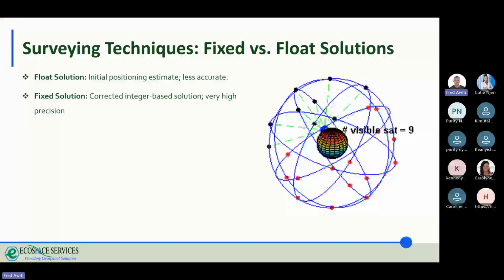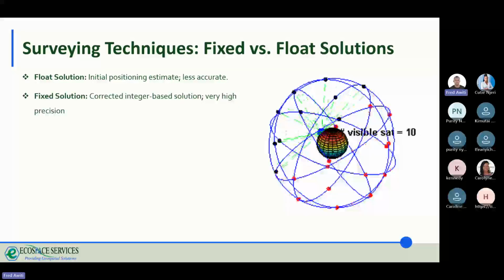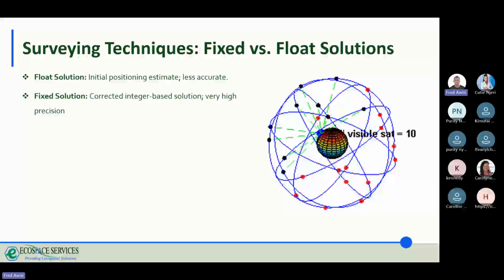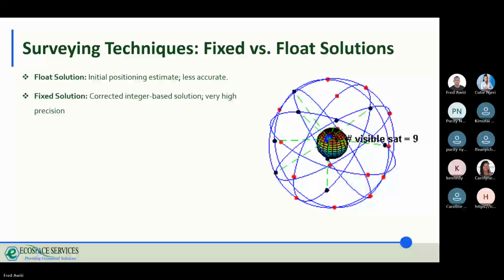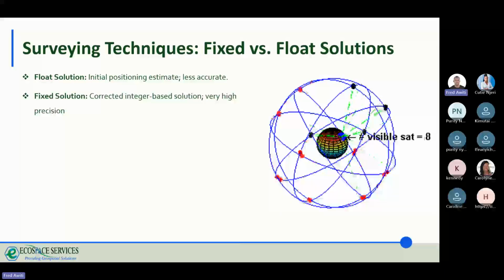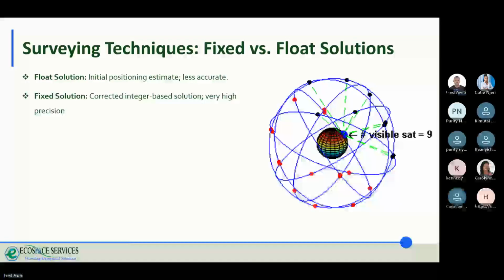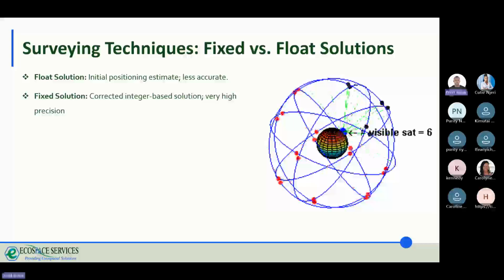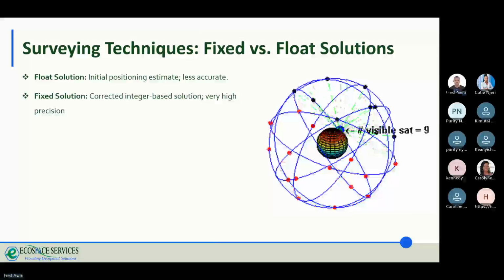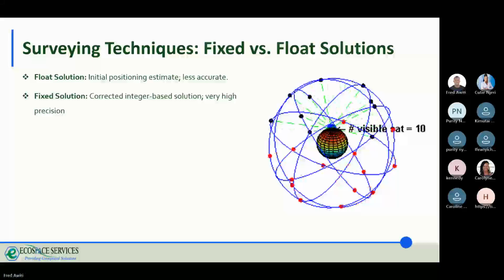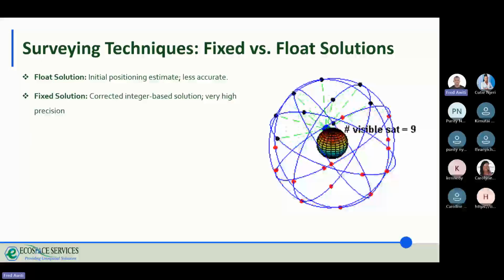I'm actually making this presentation based on some of the FAQs that we get regarding the usability of some of these solutions. A float solution, the initial position, can be estimated as less accurate as compared to a fixed solution, where the position or the point has been corrected for the errors.